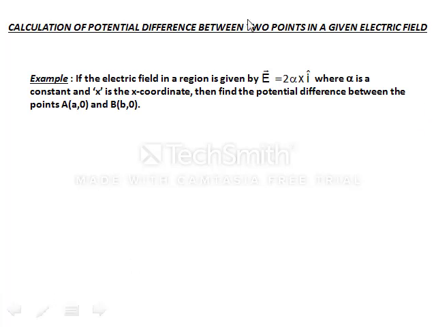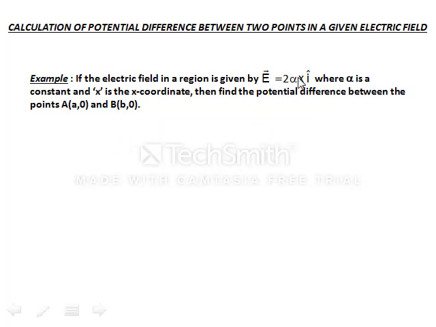This is our case where the electric field varies with x coordinate as E is 2 alpha x i cap. i cap means the field is along x axis. This alpha is a positive constant and x is the x coordinate.